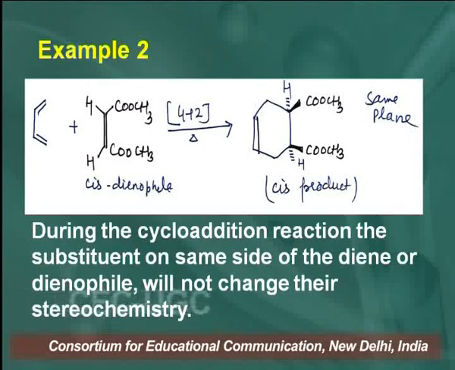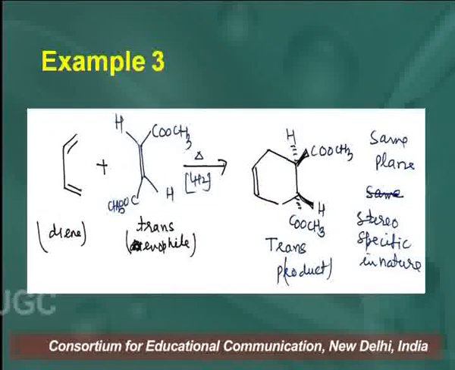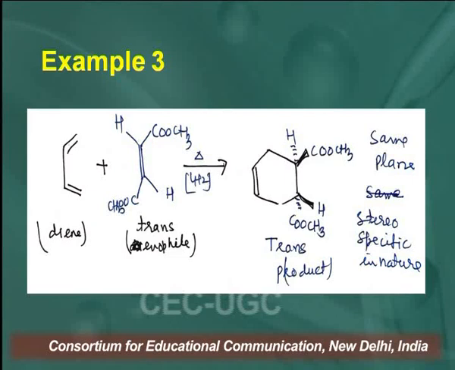In this example, we can say during the cycloaddition reactions, the substituents on the same side of the diene or dienophile will not change their stereochemistry. So here we can see H is cis to the double bond in the enophile and COOCH3, and during the cycloaddition reaction that will remain on the same face and we will get a cis product. Similarly, if H is trans to each other, we get a trans product. So we are getting all the substituents on the same plane. That's why we call these cycloaddition reactions, or 4+2 cycloaddition reaction, stereospecific in nature.